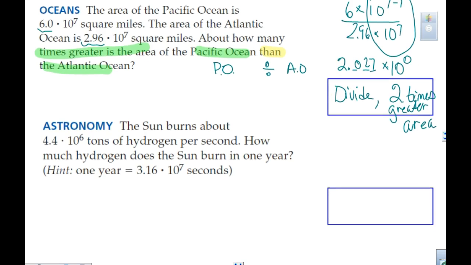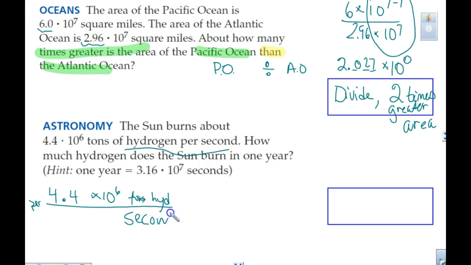It says the sun burns at about 4.4 times 10 to the 6 tons of hydrogen per second. So this is our hydrogen per second. It says how much hydrogen did the sun burn in 1 year? Well, first off, let's think about how in science you would have written this as 4.4 times 10 to the 6. This is tons of hydrogen, okay? Please write this in your paper. Per, this is the per right here. This line means per, our division. Per, if we think of our unit rates, second.